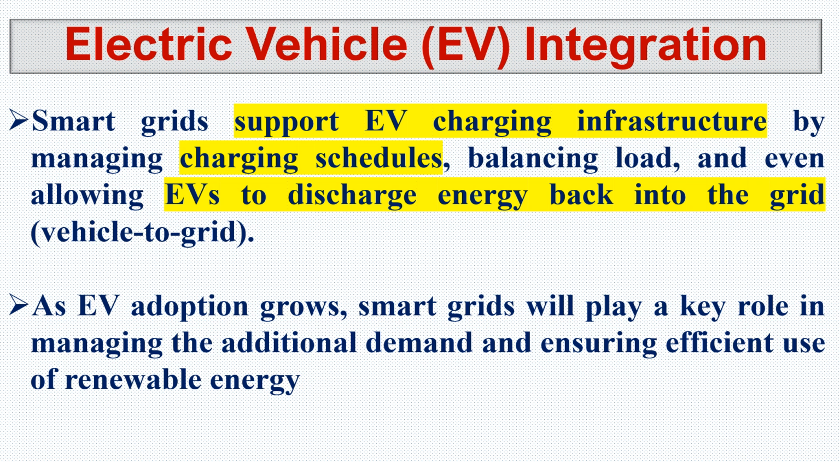So that's also possible. As EV adoption grows, smart grids will play a key role in managing the additional demand, ensuring efficient use of renewable energy. With smart grids we can do all this sort of thing, because the key idea is we need to charge electric vehicles whenever the electricity demand is low and the price of electricity is low. I mean the off-peak hours, usually we need to charge during off-peak hours. Off-peak hours are not fixed; every day they may change. We usually say off-peak hours are 6 p.m. to 9 p.m., but on certain days it may shift.